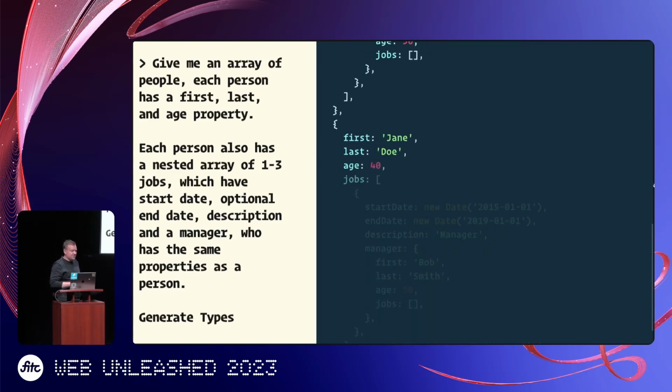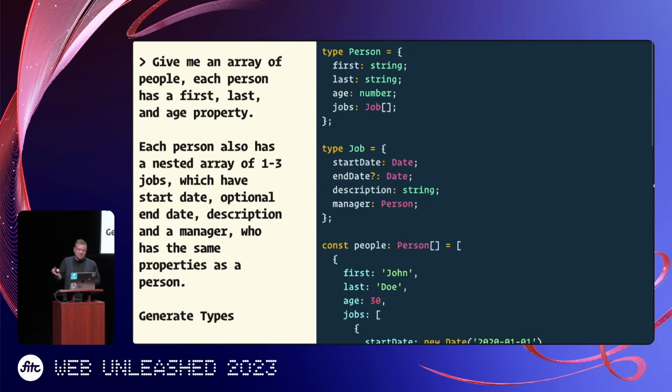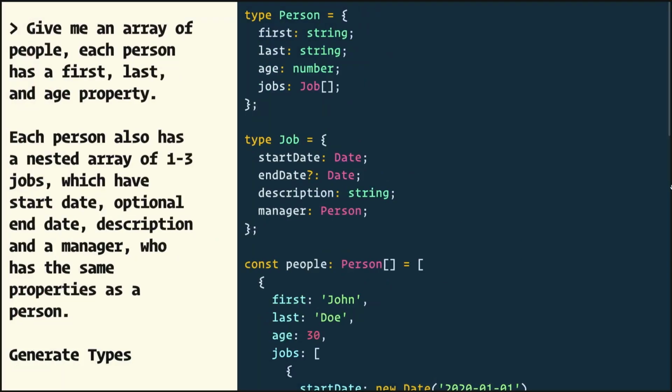Each person has a first and last name and an age. Each person also has a nested array of 1 to 3 jobs, which have a start date, optional end date, description, a manager, and the same property to generate types. What a vomit of something that I just put in there, and boom, out the other end, you get all of that data, right?